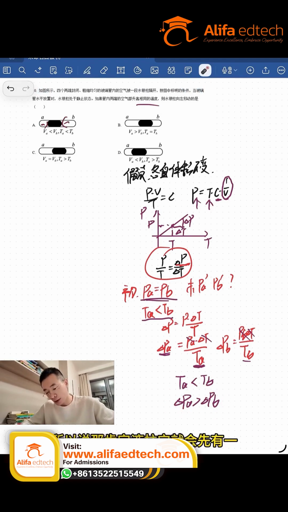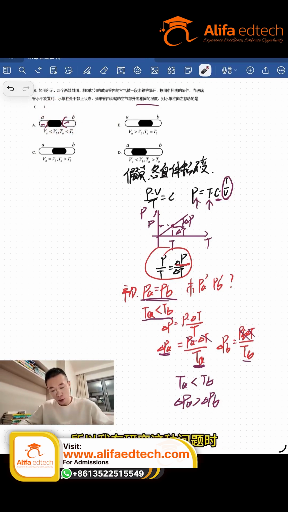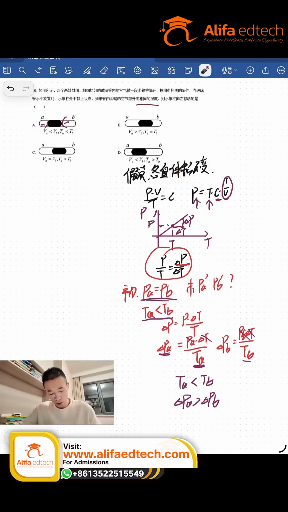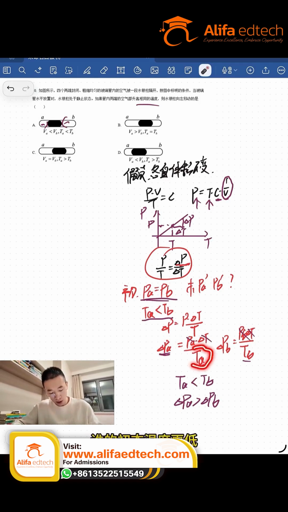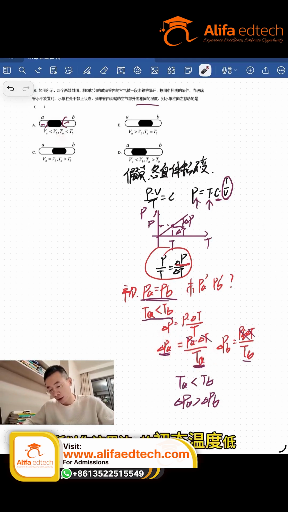Therefore, the piston will definitely move, because initially it was in force equilibrium. But at the end, the pressure increase for A is greater than that for B, so the piston will move to the right. So when I study this kind of problem, I assume that the volume remains unchanged, and then I analyze the relationship of the increase in pressure, because after all, the initial pressures on both sides are equal. From this, I conclude that the side with the lower initial temperature will experience a greater increase in pressure. So here, since the temperature on side A is lower, the pressure on side A increases more, so the piston will move to the right.